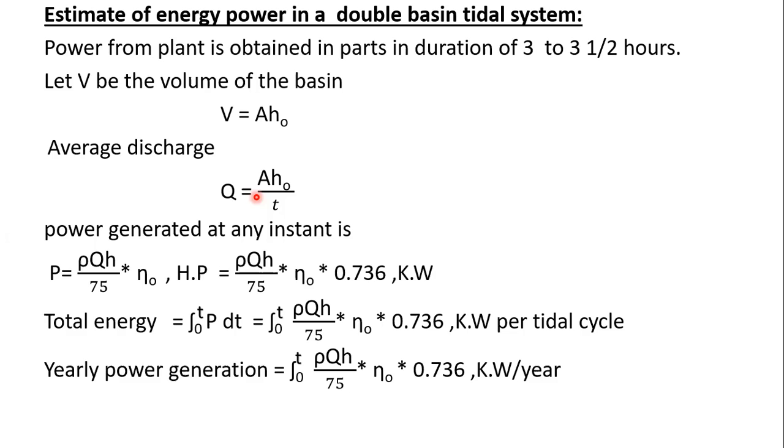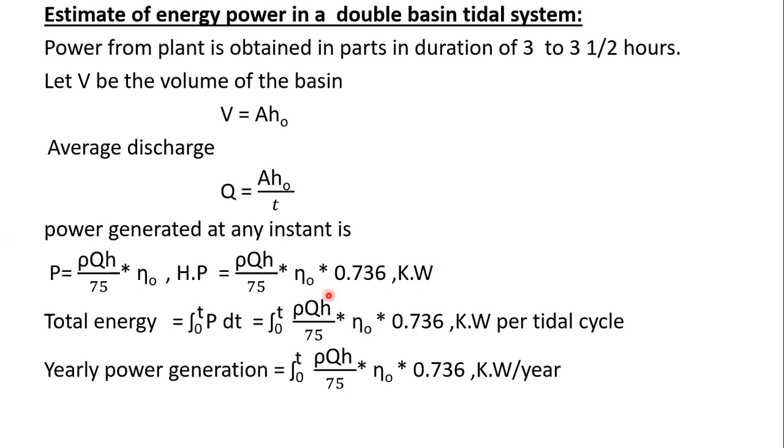So by these considerations, the power generated at any instant is P equal to rho Q H by 75 into eta naught HP, horsepower. If you convert this horsepower into kilowatts, we multiply by 0.736. So the conversion I have mentioned here: P is equal to rho Q H by 75 into eta naught into 0.736 kilowatts.